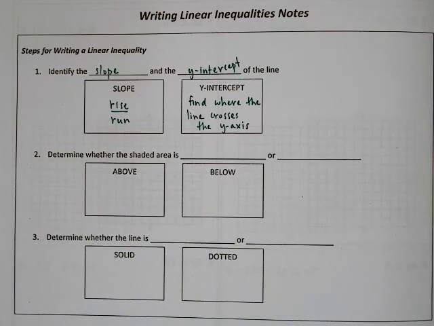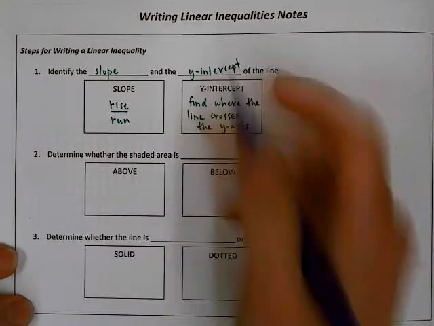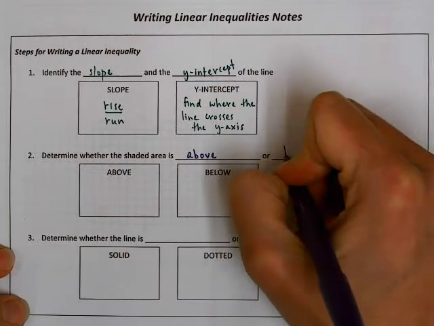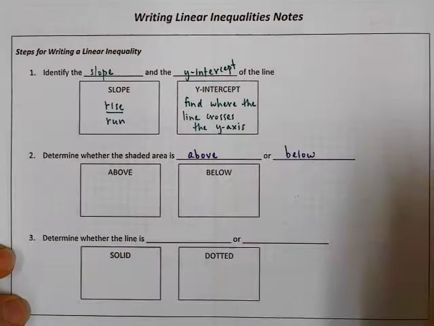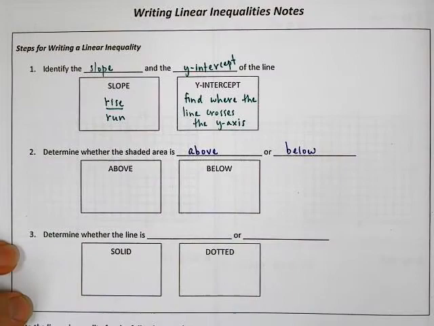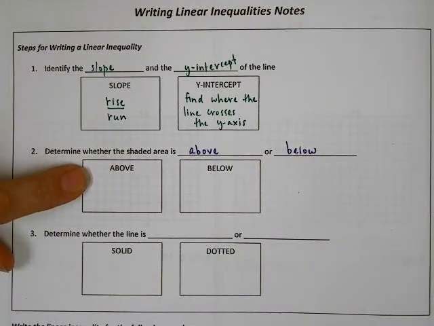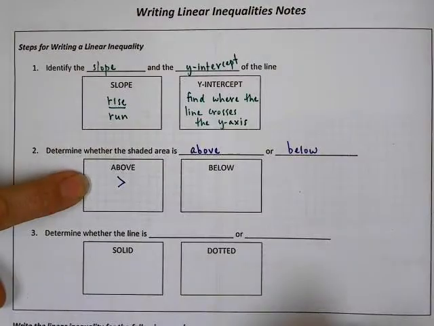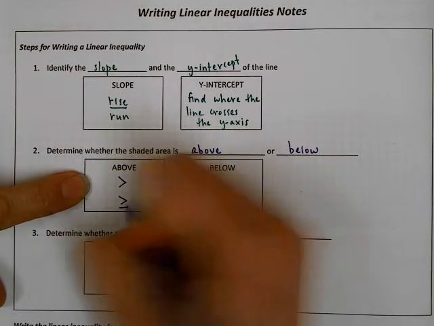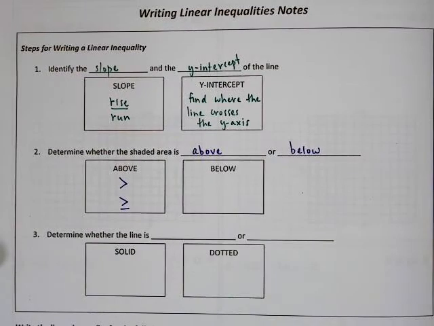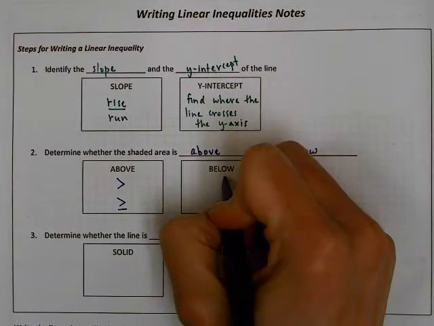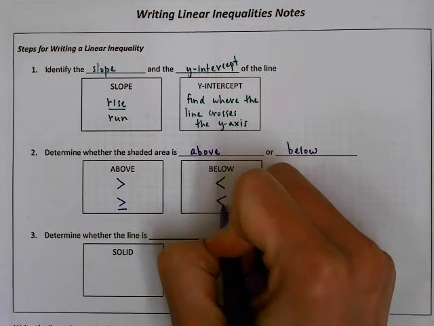The next thing we have to do is determine whether the shaded area is above or below the line. So for above, if I notice that the shaded area is above, that means my inequality symbol is either going to be greater than or equal to. If my shaded area is below the line, I know my symbol is going to be less than or equal to.